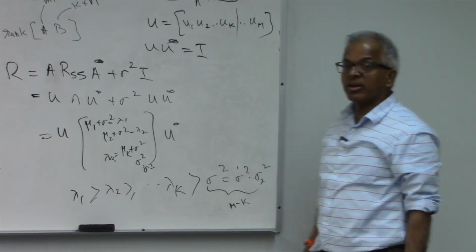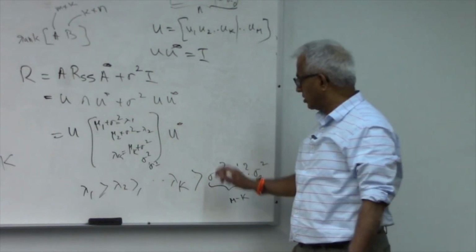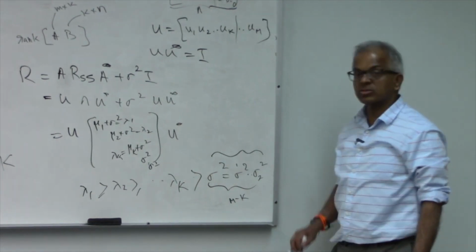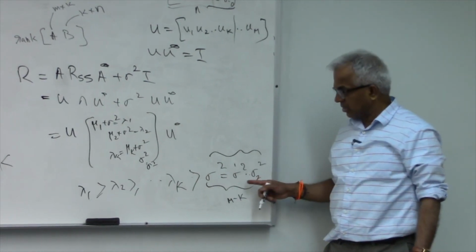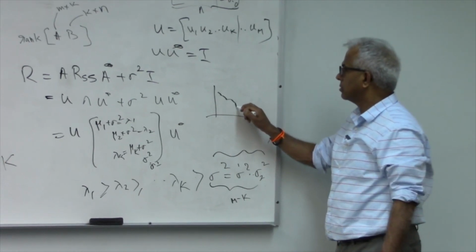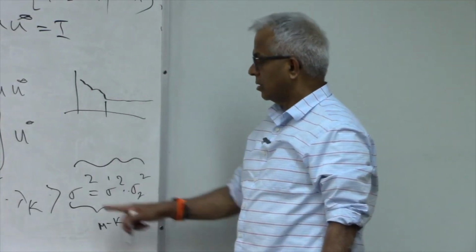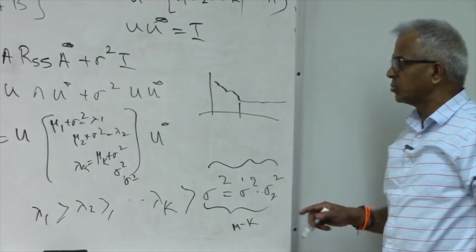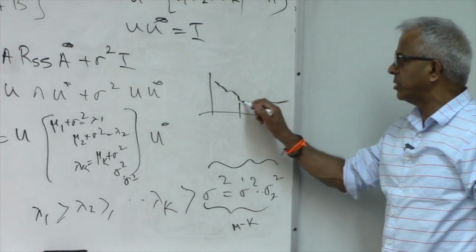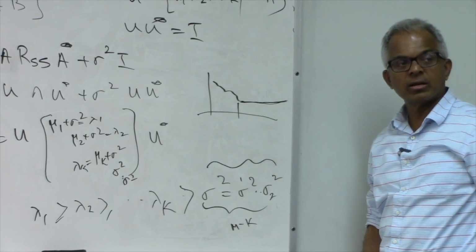So the total number of eigenvalues is known because there are only m eigenvalues. Okay, so this gives us the clue. This is the high resolution clue. If you plot the eigenvalues, they will decrease, but after a certain stage, the eigenvalues, look here, are going to be all equal.